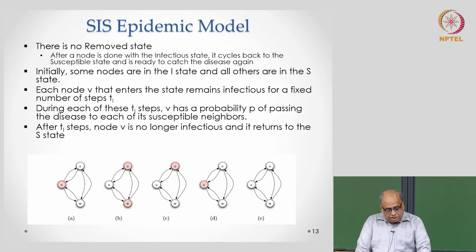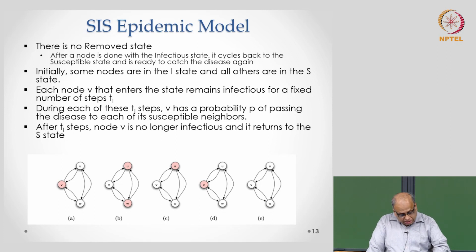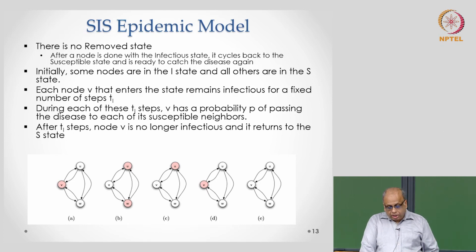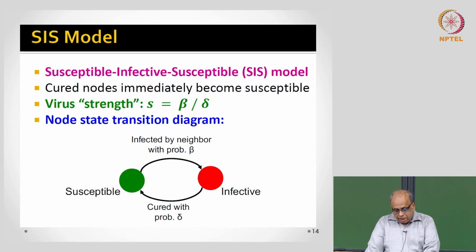Okay. So initially some nodes are in the I state and all others are in the S state. Each node V that enters the infected state remains infected for a fixed number of steps T, and during each of these T steps V has a probability of passing the disease to each of its susceptible neighbors. And after T steps, the node V is no longer infected and it returns to the susceptible state. So here we have two states only: susceptible and infected. Cured nodes immediately become susceptible, and we call the virus strain a beta-S virus.